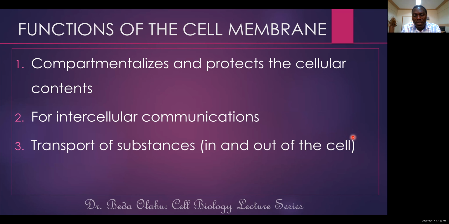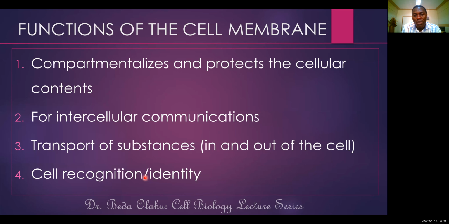Cell membrane is also responsible for transport of substances into and out of the cell. We are going to see how substances are transported into and out of the cell. Lastly, cell membrane contains some chemicals that we can call antigens. These antigens are responsible for identity of the cell. And this is more of immunological identity or immunological recognition. I am glad that you people are doing immunology and so you understand the term antigen.